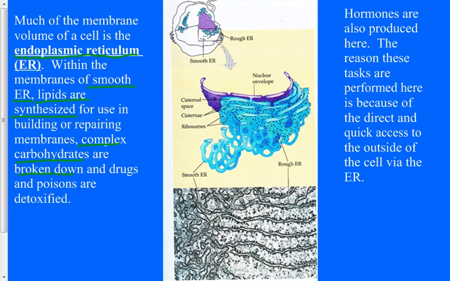It gets nasty. Okay. Hormones are produced here. Lots of the hormones that our body needs are produced within the smoothie jar, especially the fat-soluble ones. Your steroid hormones are more protein-like, and so they're produced by the ribosomes. And the other thing that's done in here, drugs and poisons are detoxified within the smoothie jar.